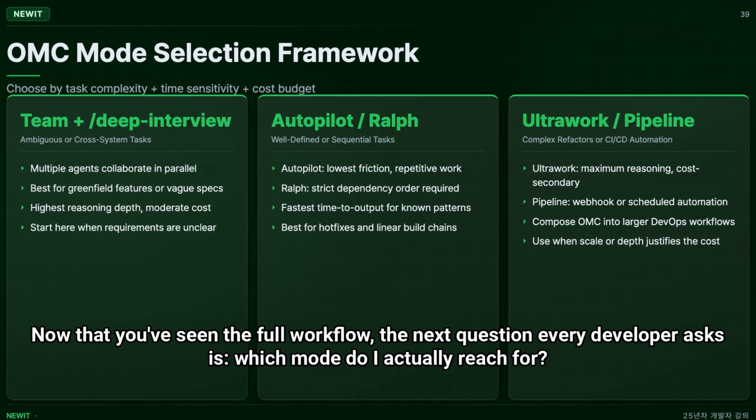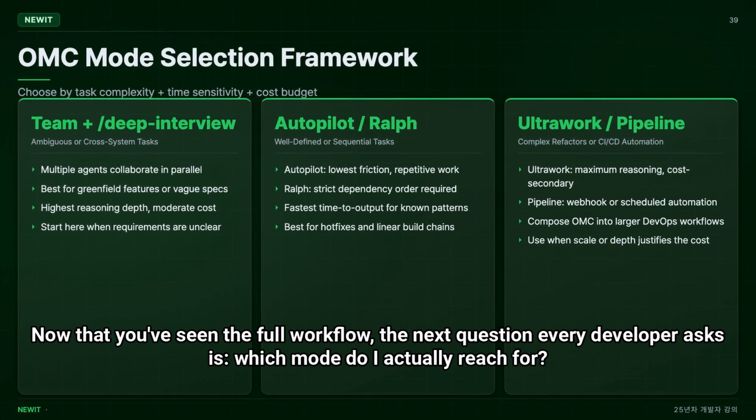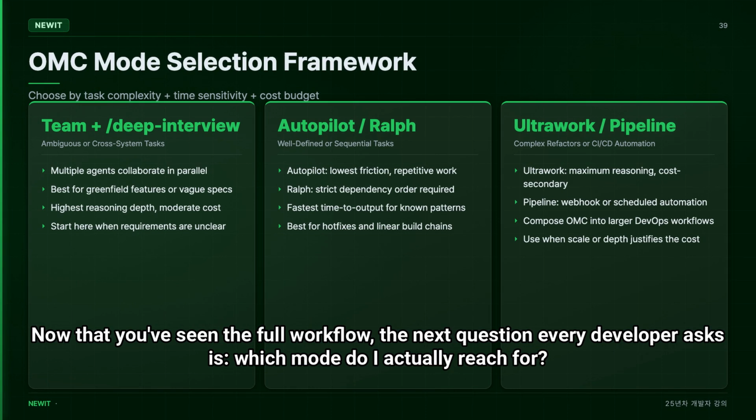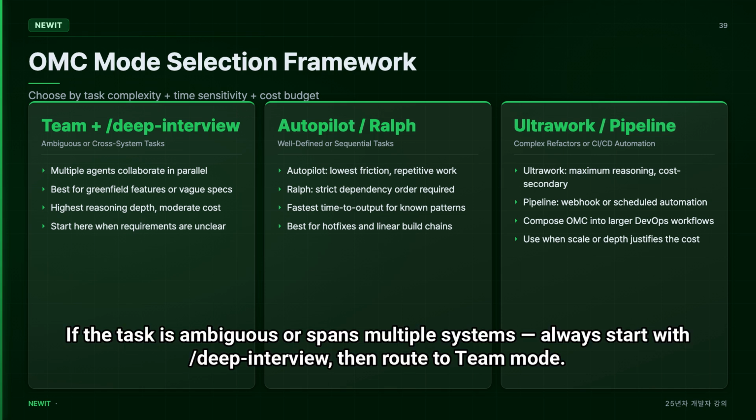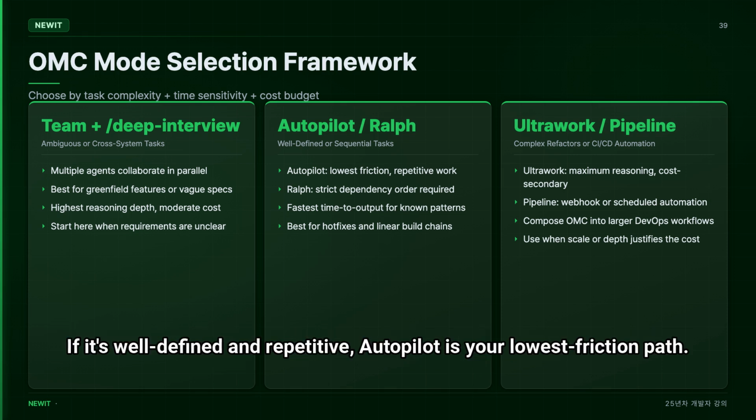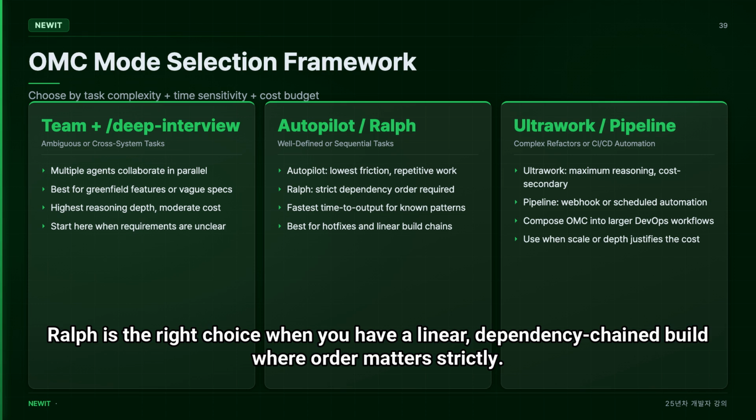Now that you've seen the full workflow, the next question every developer asks is, which mode do I actually reach for? Getting this wrong costs real money in real time. Here's the decision framework. If the task is ambiguous or spans multiple systems, always start with deep interview, then route to team mode. If it's well-defined and repetitive, autopilot is your lowest friction path. Ralph is the right choice when you have a linear, dependency chain build where order matters strictly.